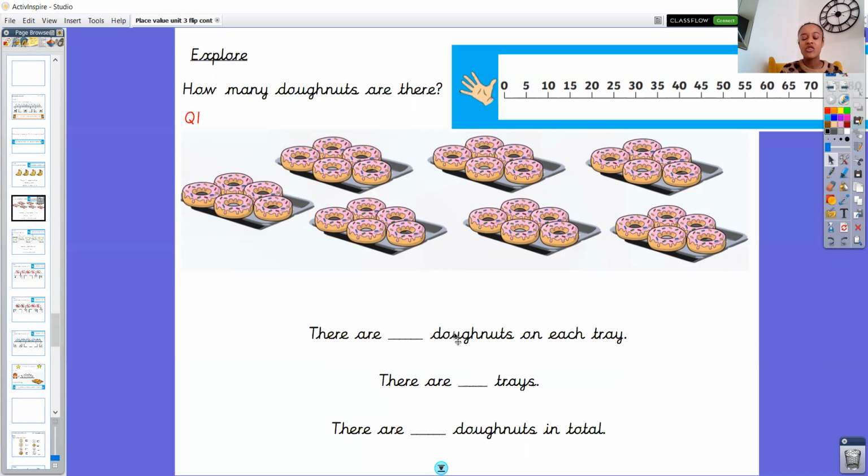So here is your question 1, okay? Very similar, three stem sentences. This time it's donuts. So you've got to think, there are blank donuts on each tray. There are blank trays. There are blank donuts all together, or in total. Okay, so you don't need to write the full stem sentences. Maybe somebody at home could help you write them down, or maybe you could if you'd like to, or you could just write the numbers that go in each one. Okay, so you can use this number line up here to help you. Please pause the video now to do that.